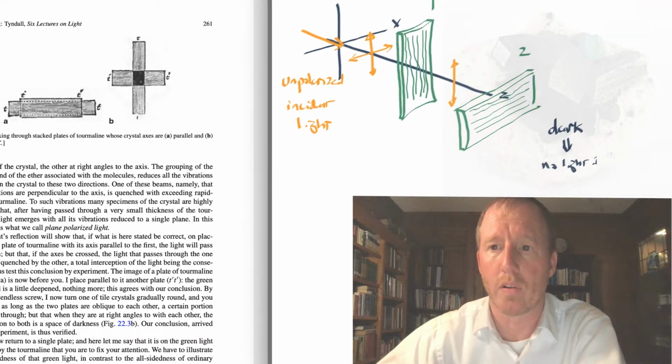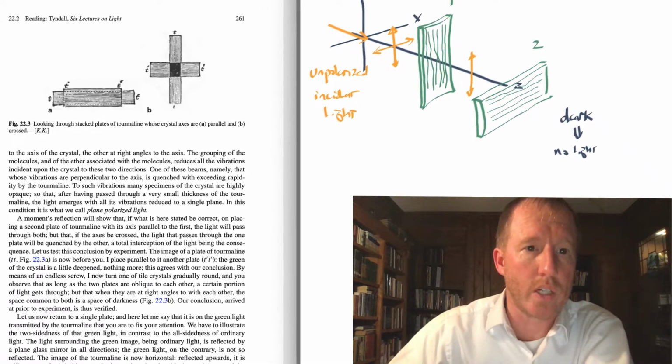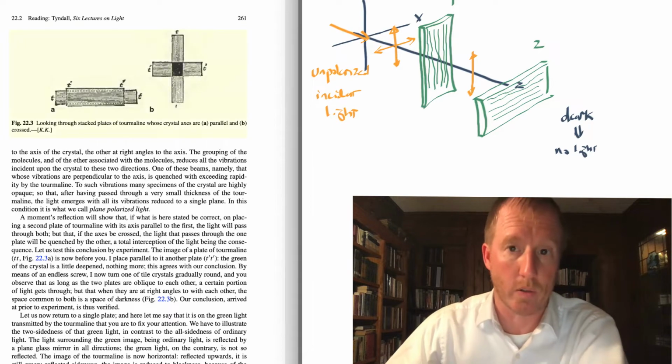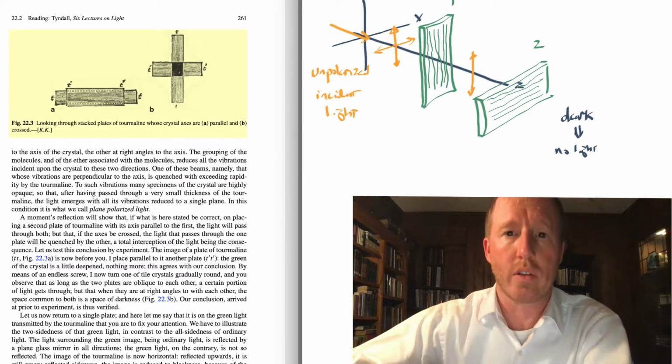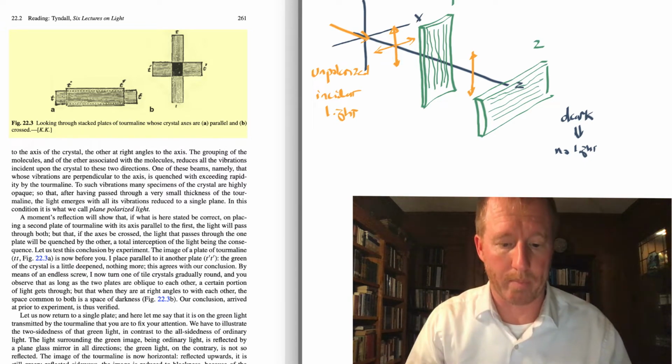No light is transmitted. This is what he is describing in figure 22.3 on page 261, where you have crossed polarizers, as one would say, or crossed pieces of tourmaline that render the light extinguished in the region where it has to pass through both of them.